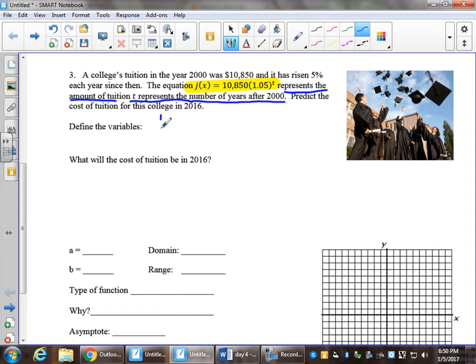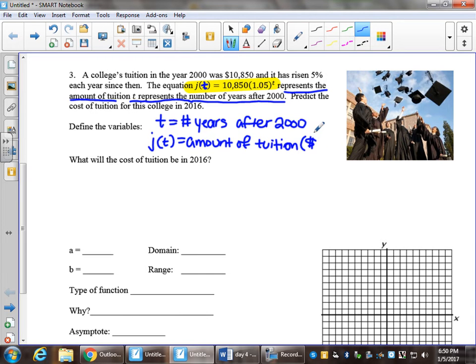So first, let's define variables. T is number of years after 2000, and this should say j of t, sorry about that. J of t equals amount of tuition. The question is, what will the cost of tuition be in 2016?